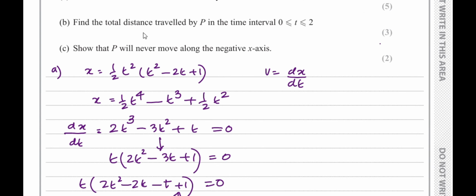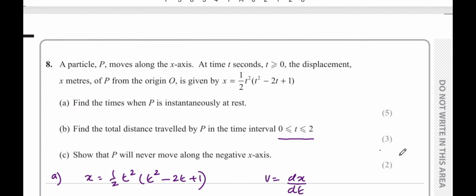Next part of the question. Find the total distance traveled by p in the time interval 0 to 2. So we need to consider 0 up to 2 and the total distance traveled by this particle. Since x is the displacement, this function will give you the position at each time chosen by you. If you put t is equal to 0, you know where it is. If you put t is equal to 1, you will know the new displacement, and finding the difference between them will give you the distance traveled.